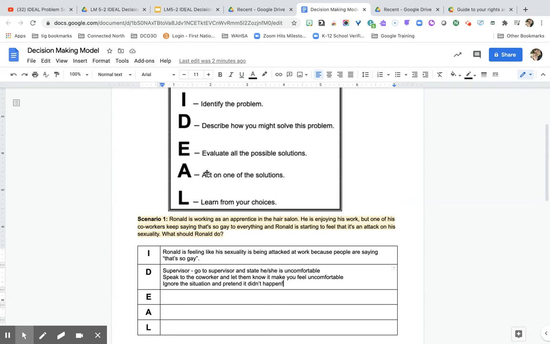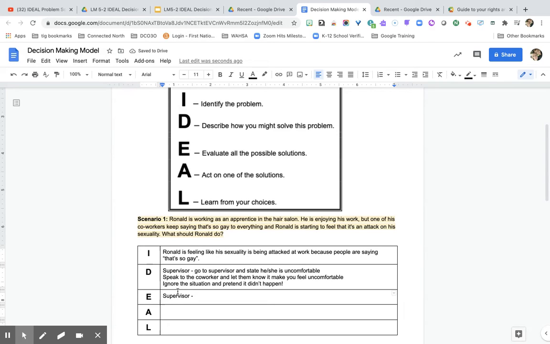So we identified the problem, which is his coworkers are making him feel uncomfortable because they're saying "that's so gay." We described how we might solve the problem. We might go to the supervisor to state he or she is uncomfortable, might speak to the coworker directly and let them know how they make you feel, or we could ignore the situation and pretend it didn't happen. So we're going to evaluate the possible solutions. If we spoke to the supervisor, what might happen? What's the scenario that might happen?